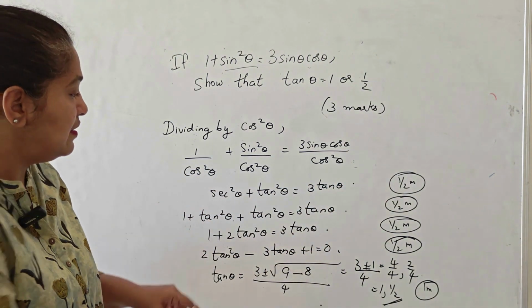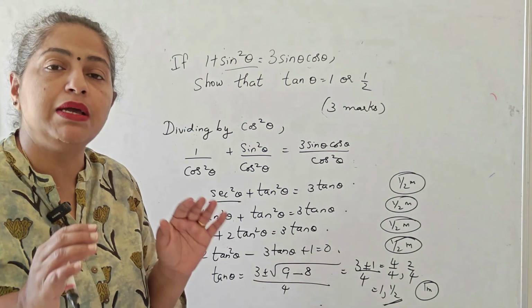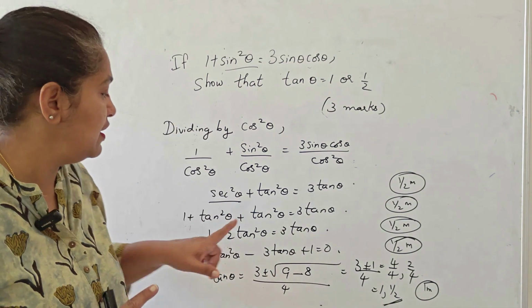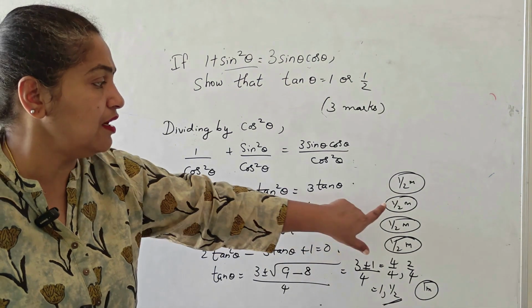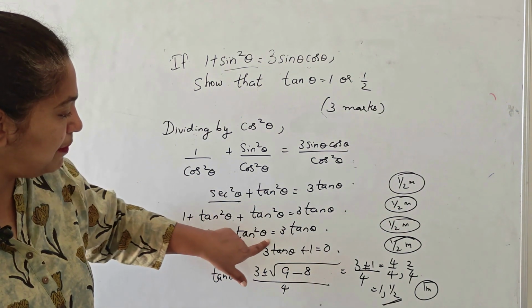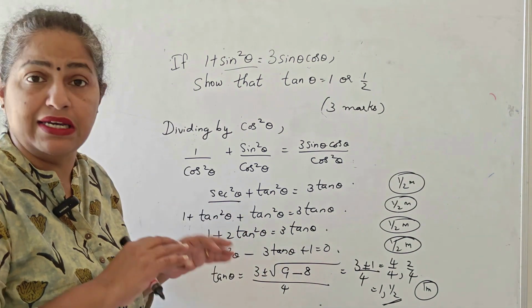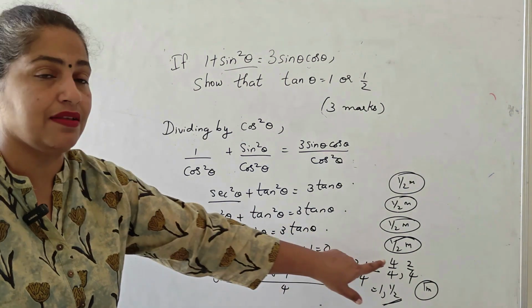Now the sec square theta I will convert into 1 plus tan square theta by applying the identity sec square theta minus tan square theta is equal to 1. So it is 1 plus tan square theta plus tan square theta is 3 tan theta. For applying the identity, you get half a mark. Now, combining this, you have modified the equation and written it neatly. You get half a mark. Rearranging the equation, you get this.